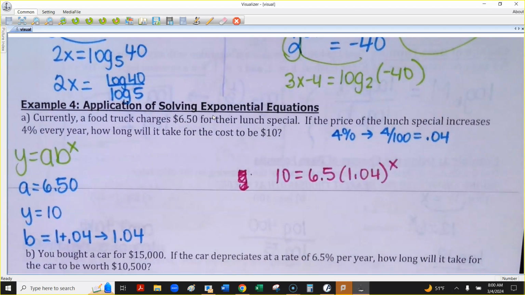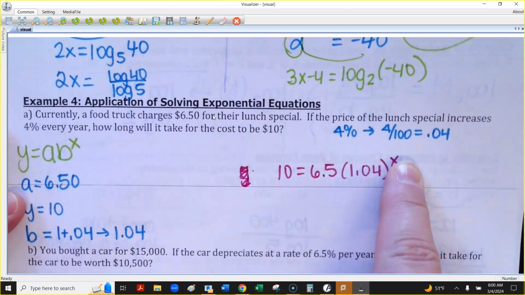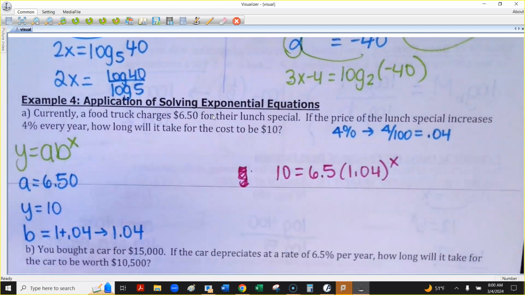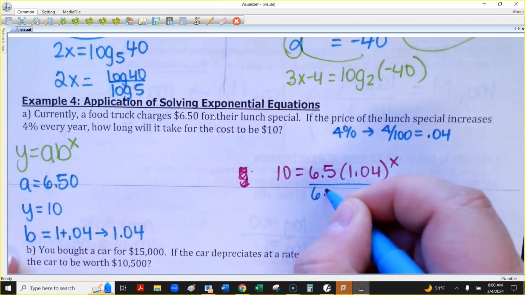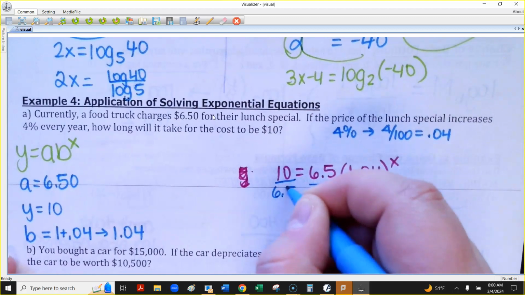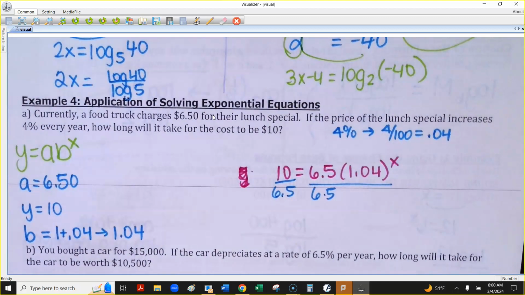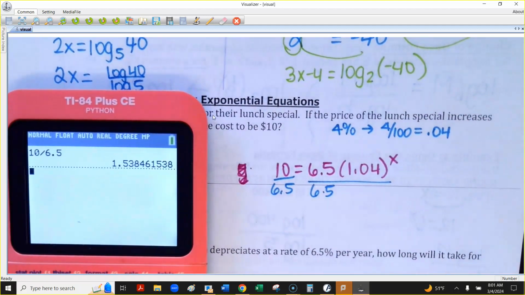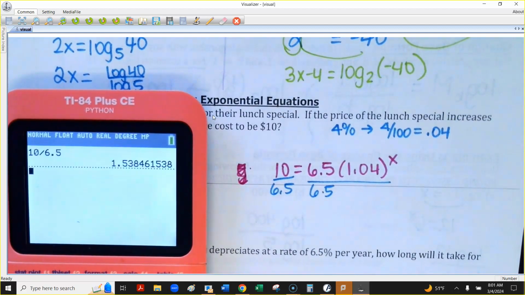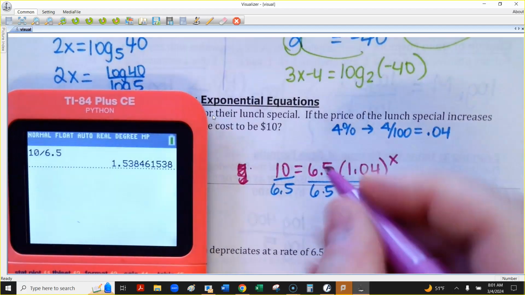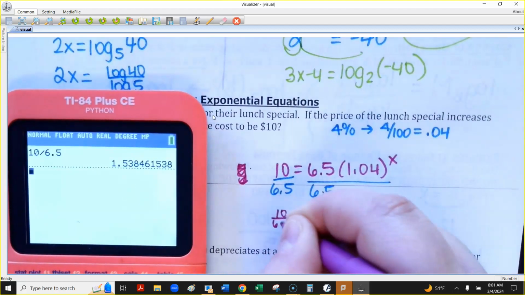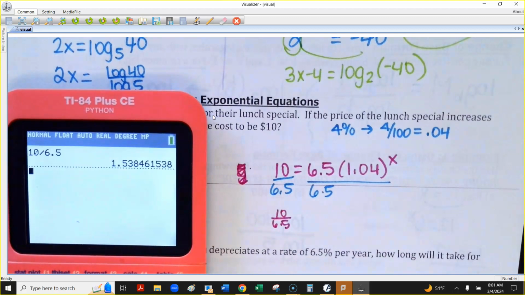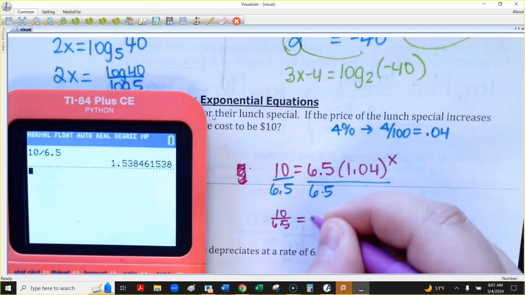We're going to isolate whatever we're taking to the exponent. So what I want to do first is divide by 6.5. I'm going to grab my calculator. If I take 10 divided by 6.5, do you see how that's a nasty decimal? So here's what I would tell you to do. Just leave it like 10 divided by 6.5, because we don't want to round multiple times as we're doing the problem.